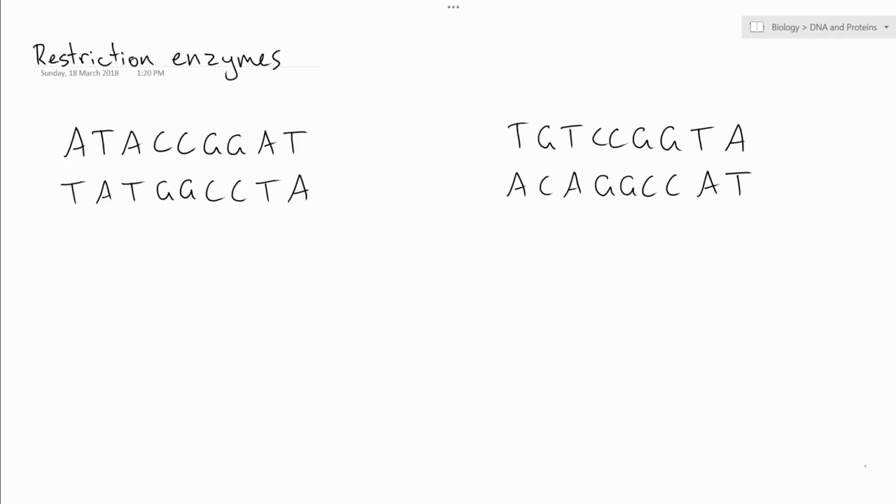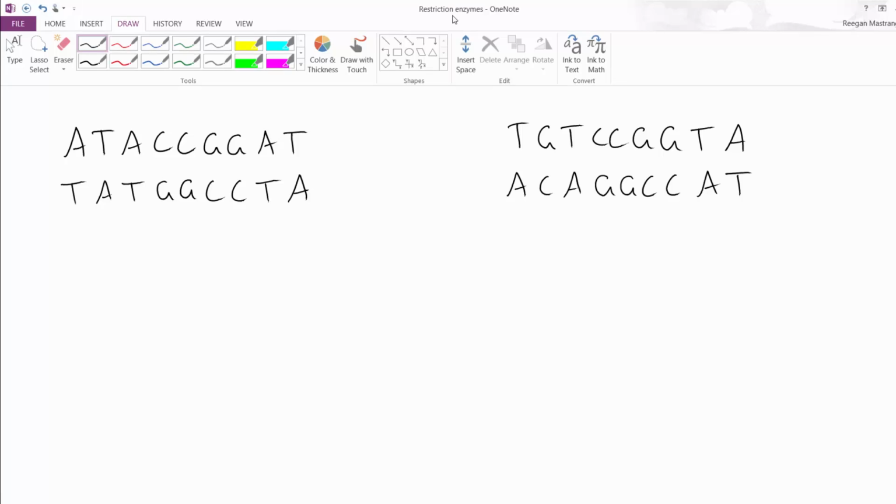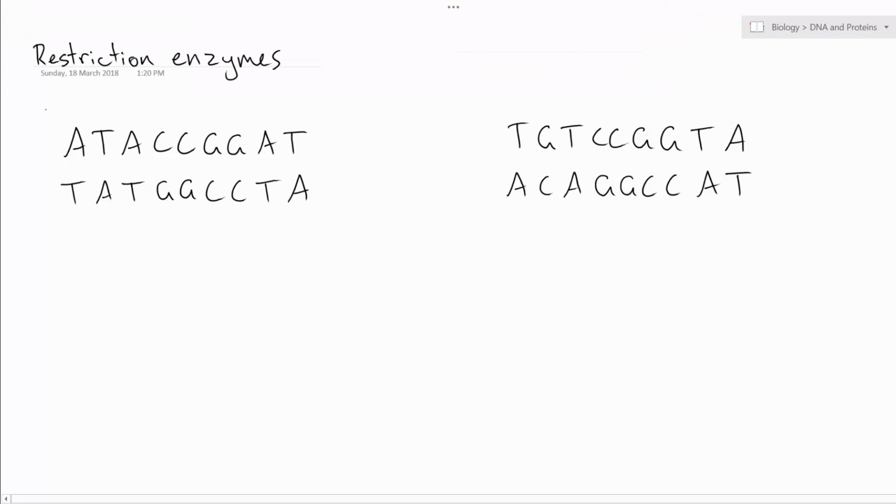So if we have a look at these two sequences of DNA here, one is plasmid DNA, and the other one we're going to consider, we'll assume, is human DNA. The plasmid DNA has come from a bacteria.